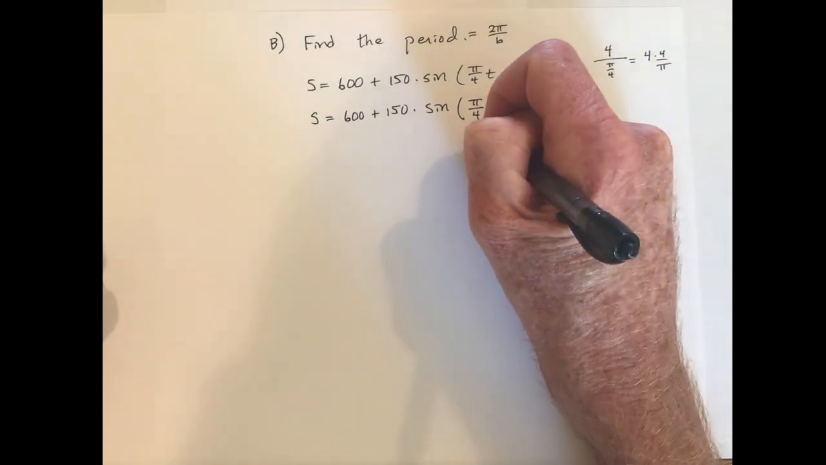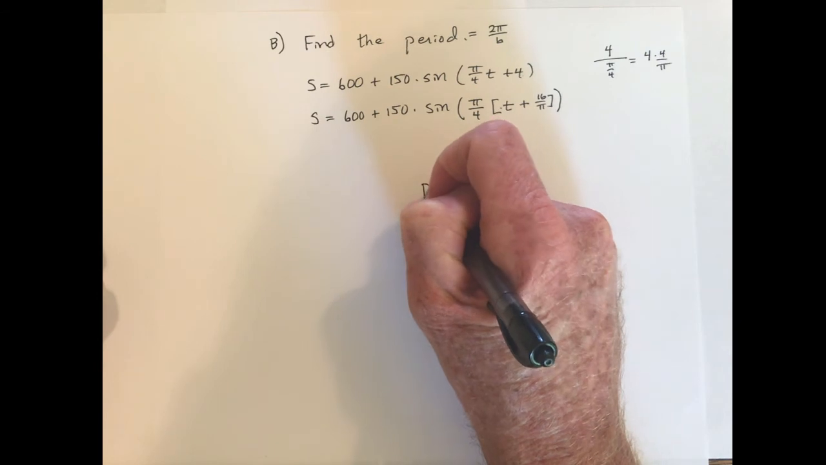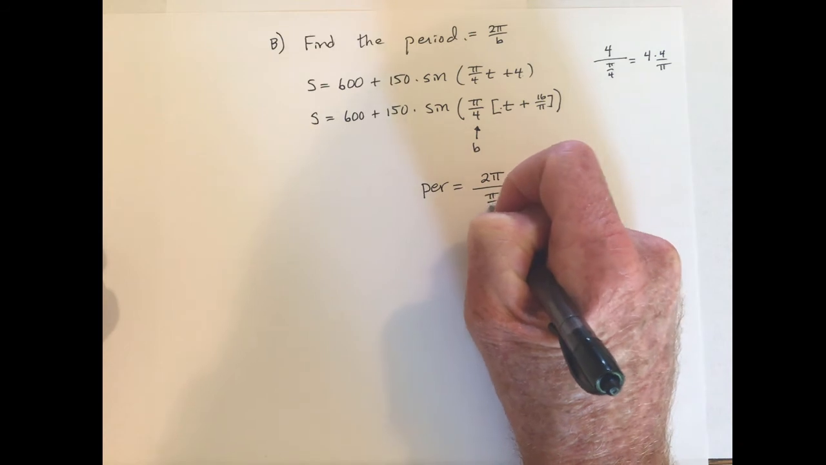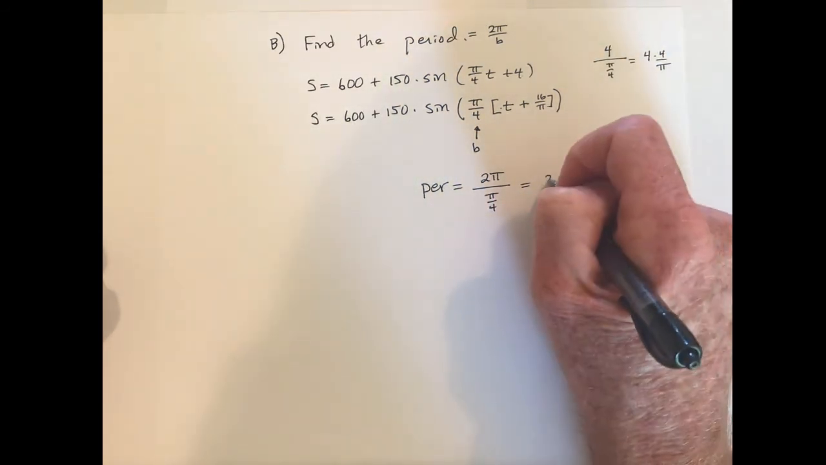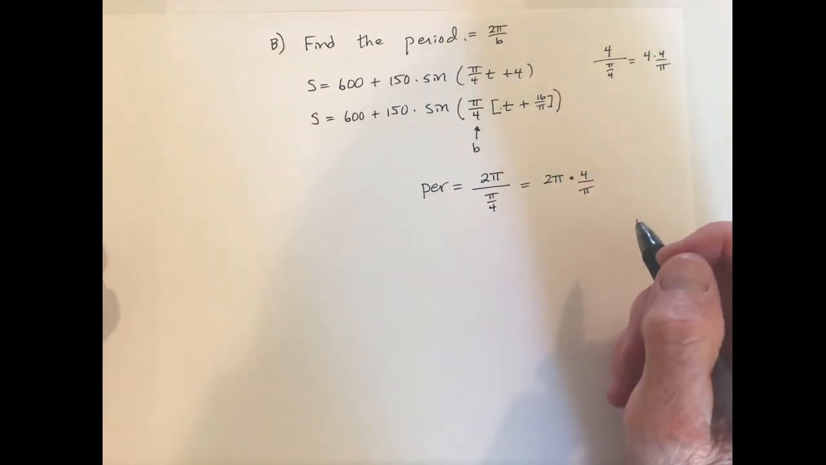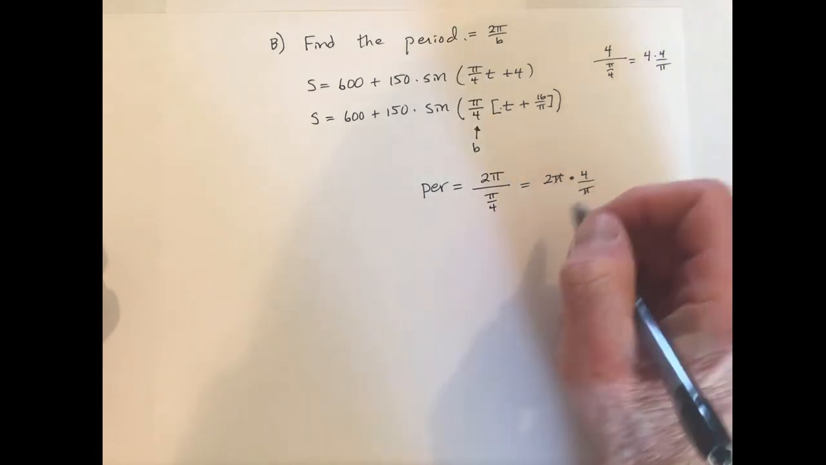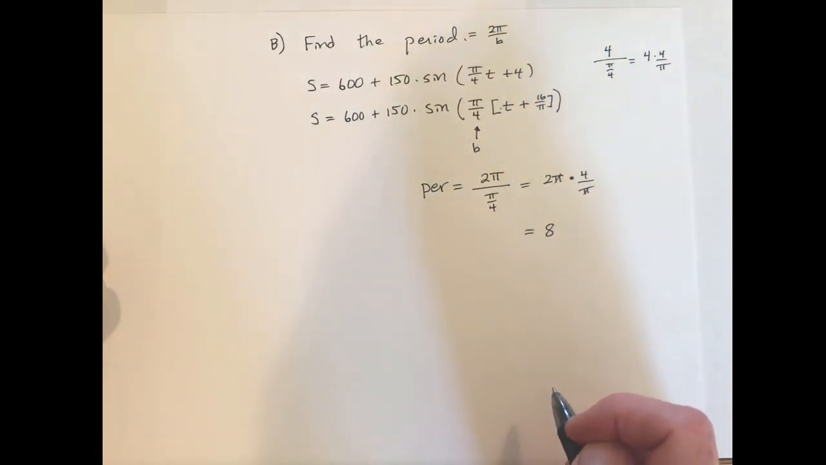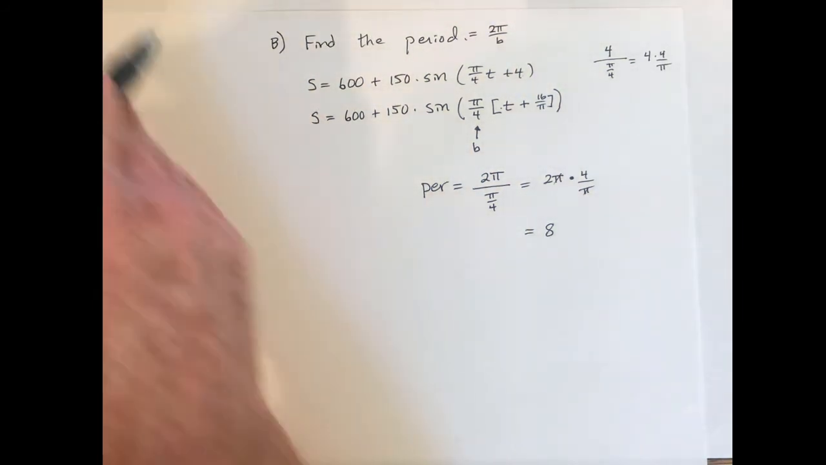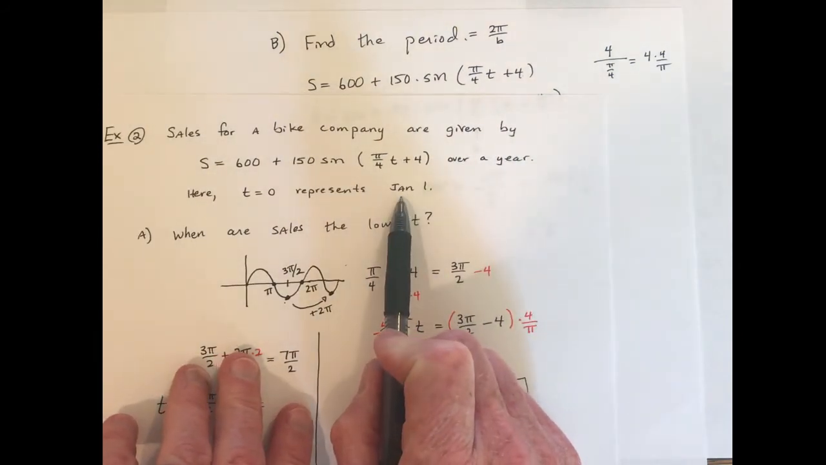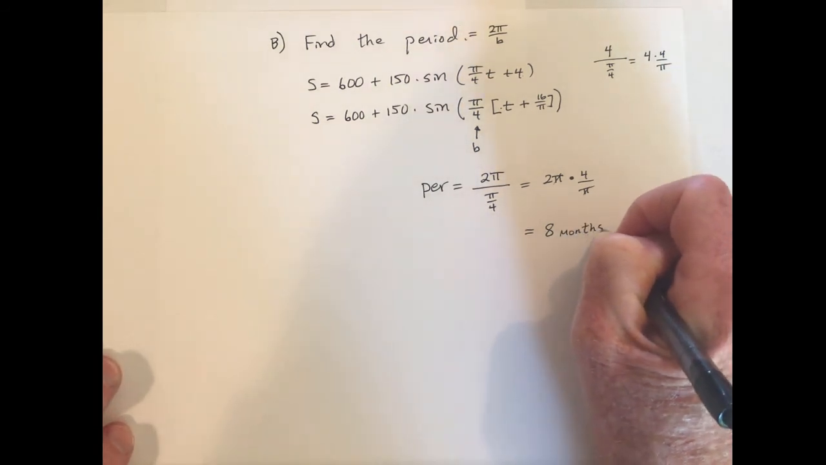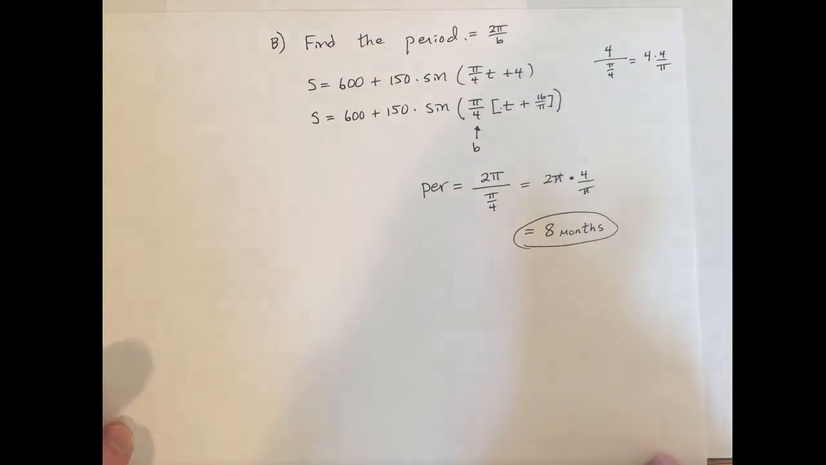So this is the b. And so period is 2 pi divided by b. And then we're dividing by a fraction, so that's going to be 2 pi times the reciprocal. And with this, the pi's will cancel, so it's just 8. The period is 8. And because this was in months, this is in months. So their business is cyclical over an 8-month period.